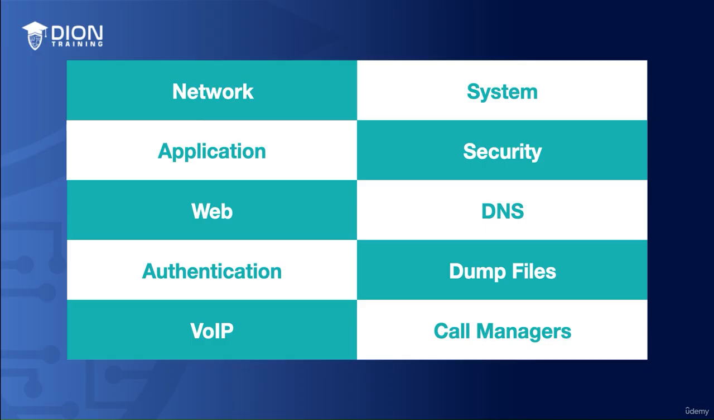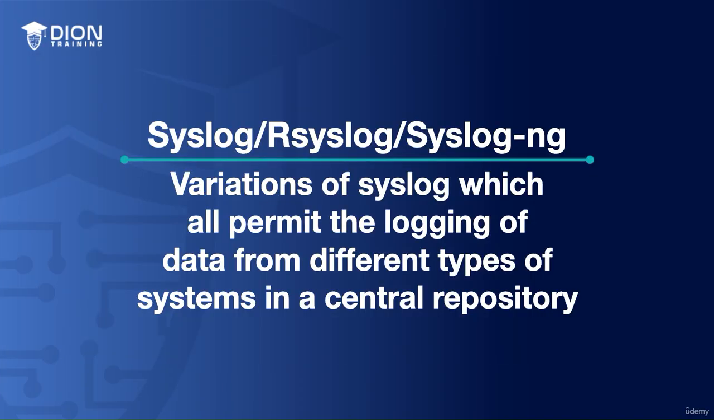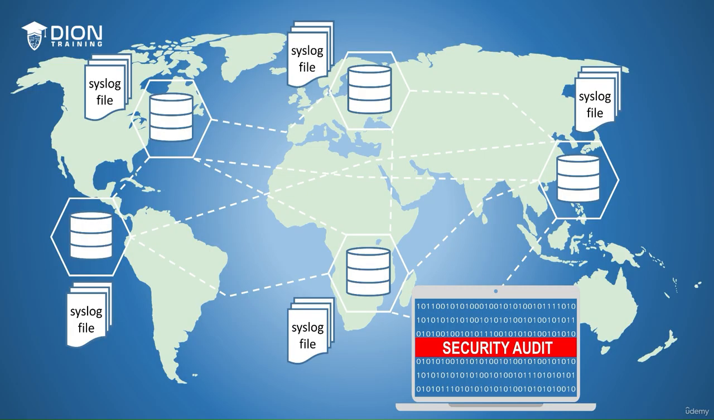Now, the next thing we want to talk about is syslog, rsyslog, and syslog-ng. Now, all three of these are basically three variations that do the same thing. They all are going to permit logging of data from different types of systems into a central repository. One of the things our SIEM relies heavily on is using syslog or rsyslog or syslog-ng to grab that information from all the various endpoints and dump it into our SIEM.